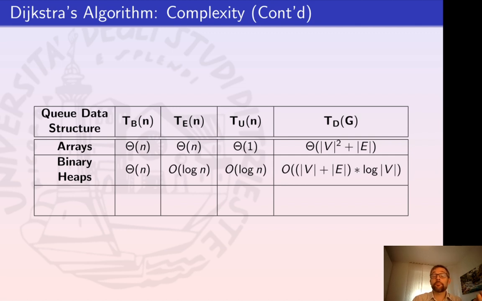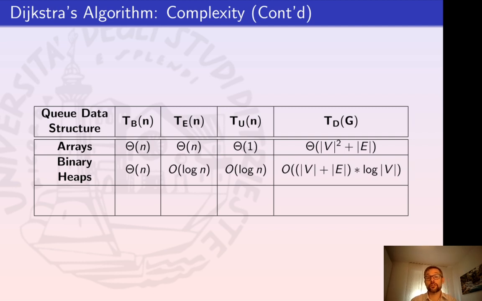And what about updating an element, a key? What about updating a value, or rather decreasing a value, which is exactly what the Dijkstra algorithm does? Well, again, this can be done in time big O of log n.